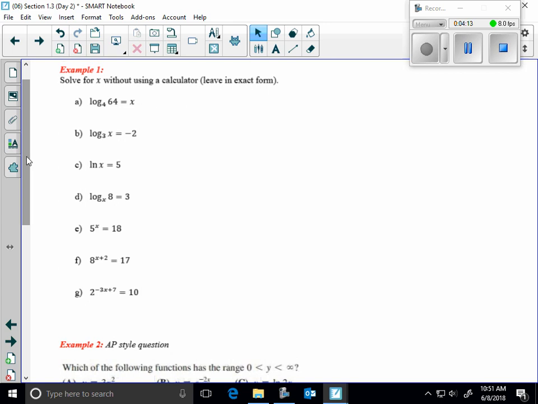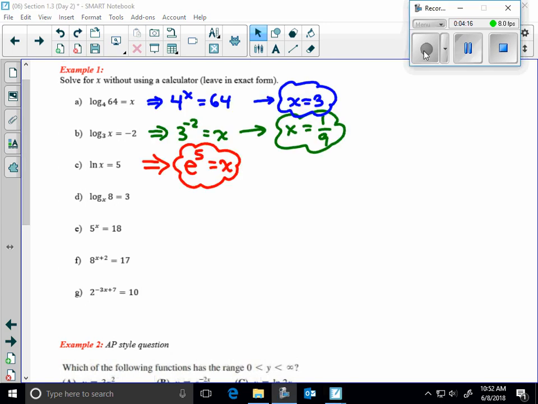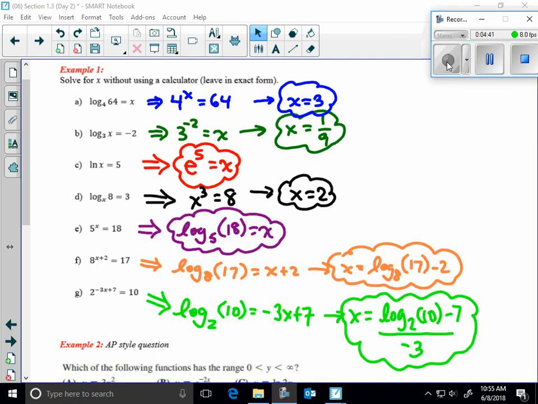I'm going to pause the video, do the first 3, and come back and see how you did. Okay, so for A, B, and C, all that I did was put them into exponential form and then do a simplification if necessary. So I get 3, I get 1/9, and I get e to the 5th. I didn't simplify e to the 5th by getting a decimal value and rounding. It's not necessary at this point. How about the next 4? I'm going to pause the video, go ahead and attempt those, and come back and take a look.